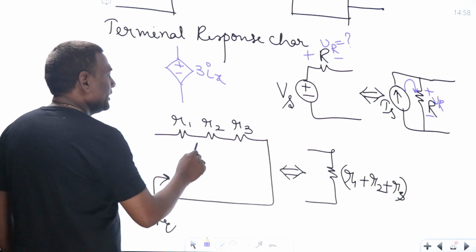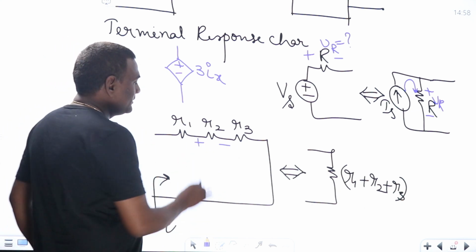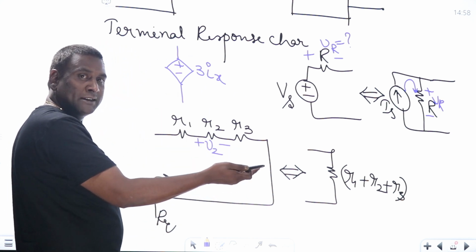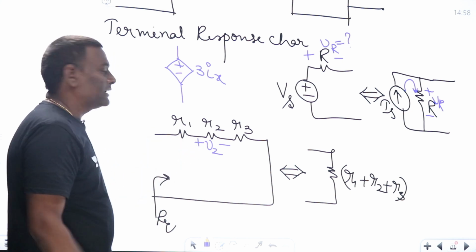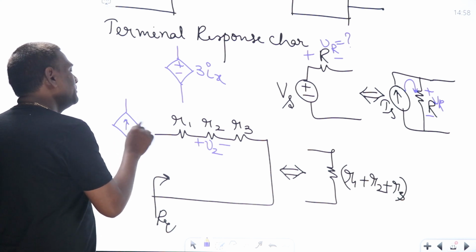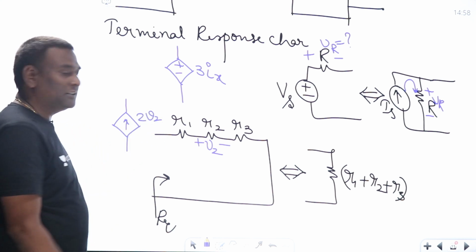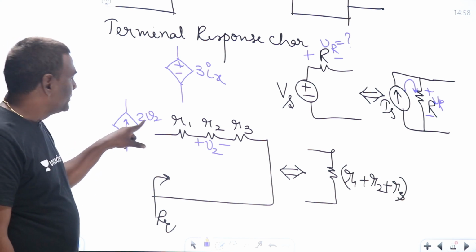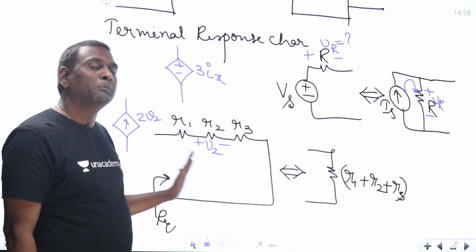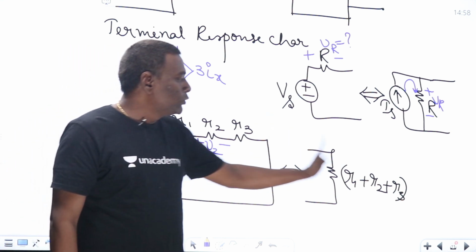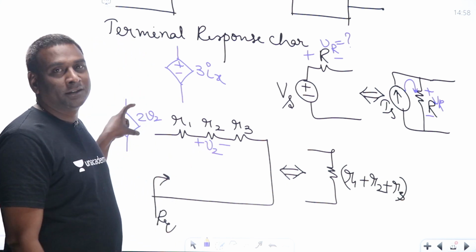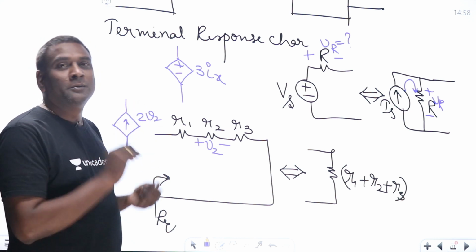For example, if I have one controlling variable here, that controlling variable is V2, and I'm going to have some dependent source on this particular voltage. For example, somewhere in the system, this is going to be maybe 2V2. This is a voltage controlled current source. Now, if I convert this complete resistances into R1 plus R2 plus R3, where to keep V2? Without V2, how to calculate this? It is the matter of interest.